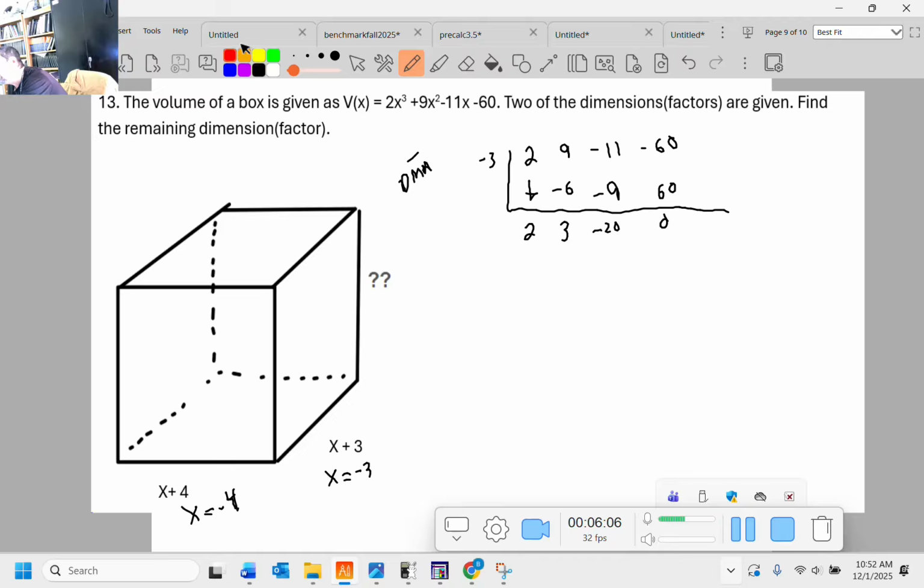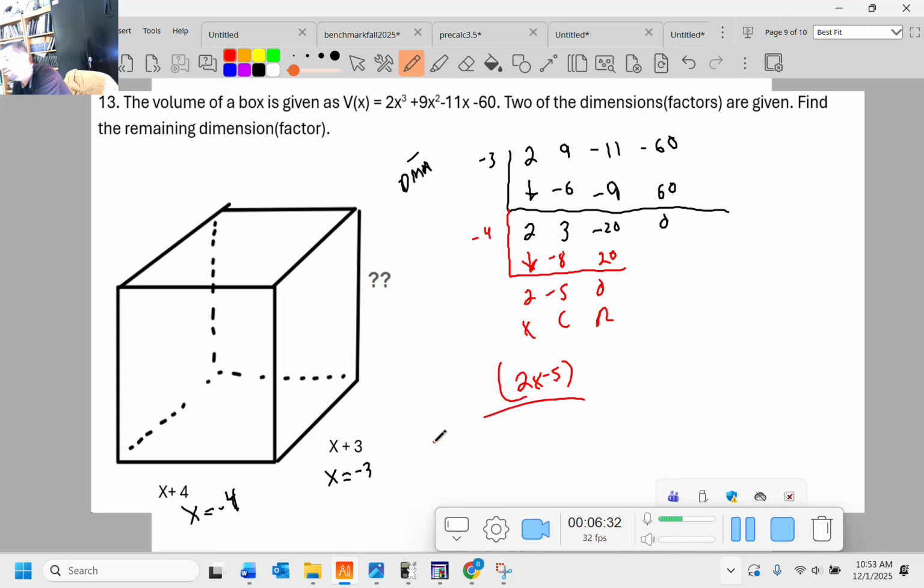Now notice when I carry out my vinculum on the next line, I don't go all the way out because that's a remainder. I don't care about that. I care about the constant. Next up is a negative 4. I still drop. Negative 4 times 2 is negative 8. I still add. I do all that. Negative 4 times negative 5 is 20. And I don't have anything else to synthetically divide, so I stop. Remainder, constant, x. The missing factor is 2x minus 5.